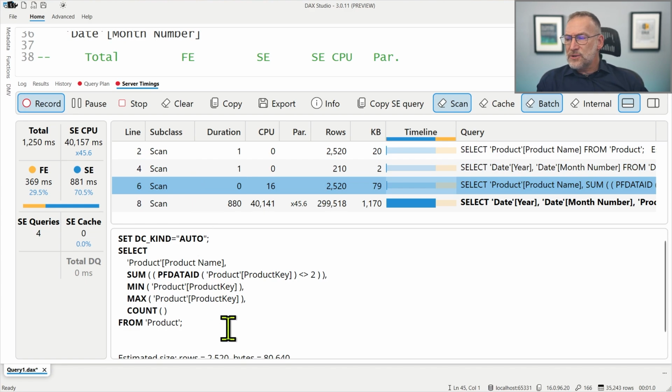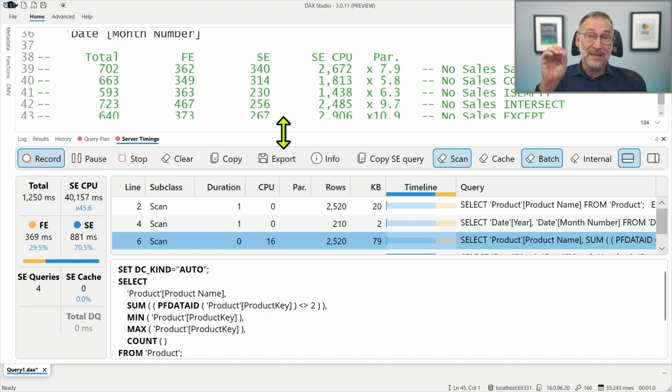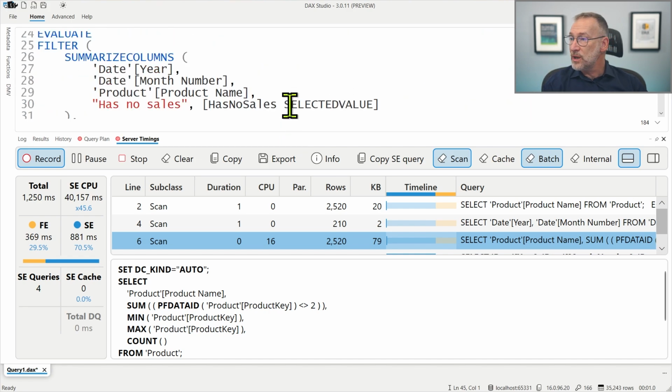Then we have this kind of strange query that is very common when you use selected value. It gathers the product name, checks whether the value is blank or not, and then the minimum and maximum product key by product name. The result of this query is needed to check whether by product name you will have only one product key or not. So it makes it easier to check whether selected value needs to return a blank or not given a product name. Remember, we are grouping by product name here.